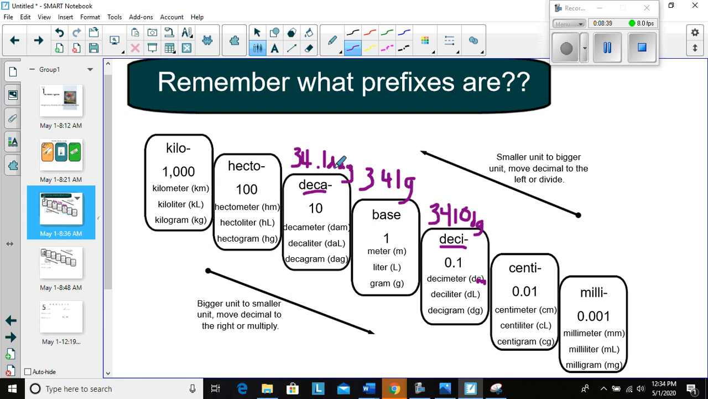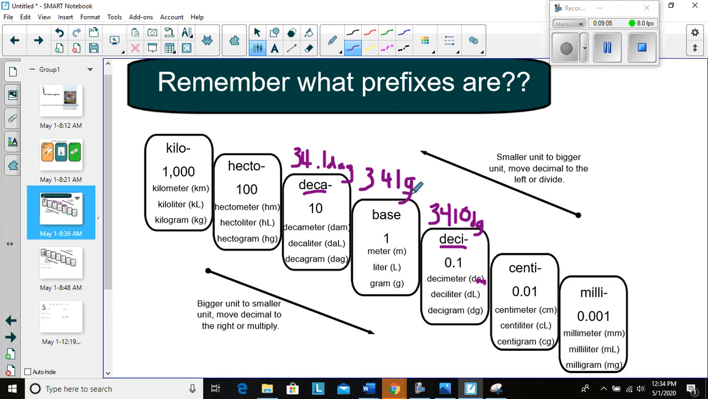Okay. And all three of these numbers are equivalent. They're the same amount. It's just using a different unit to describe it. Okay, so 3,410 decigrams, 341 grams, or 34 and 1/10 decagrams. They're all the same exact amount, okay, or the same exact weight. Since we're using grams, this is weight, right?